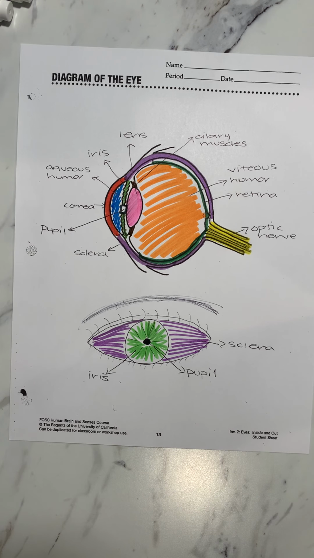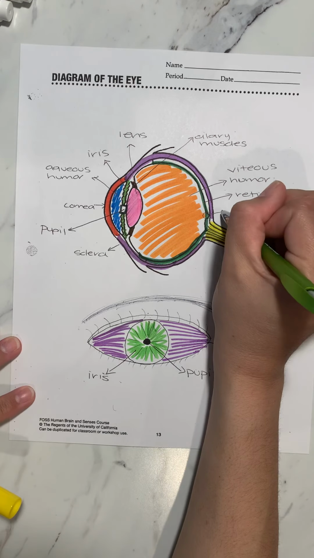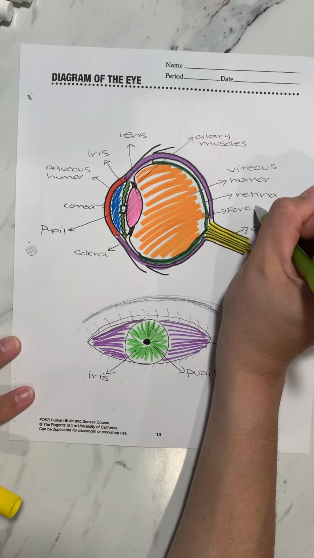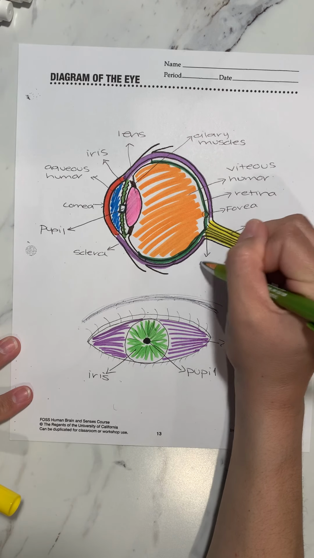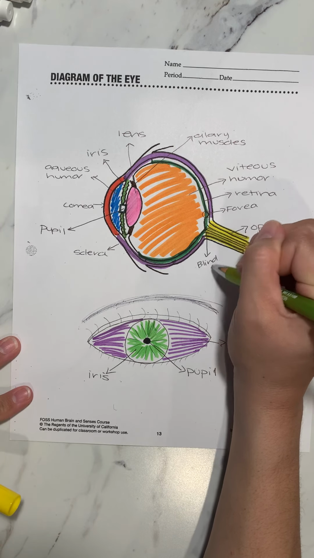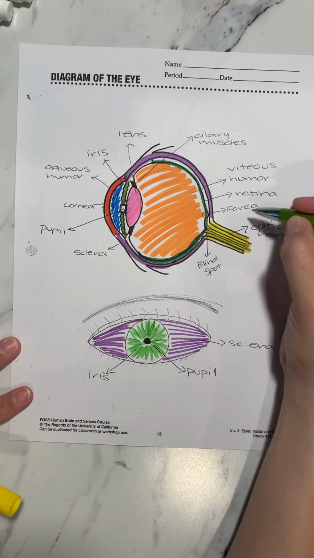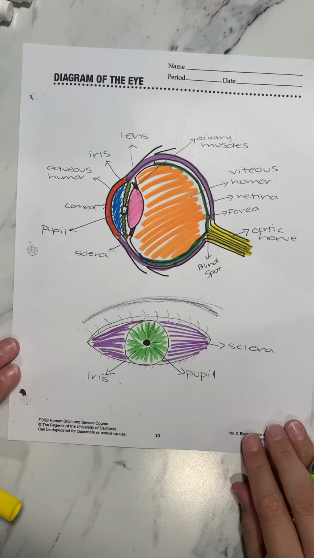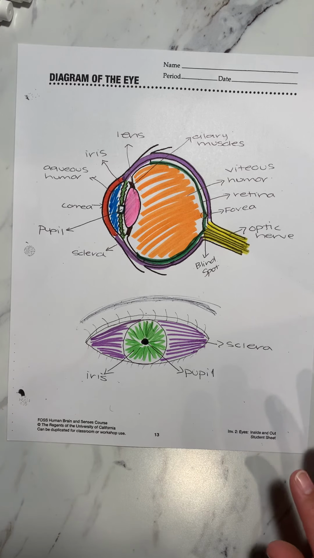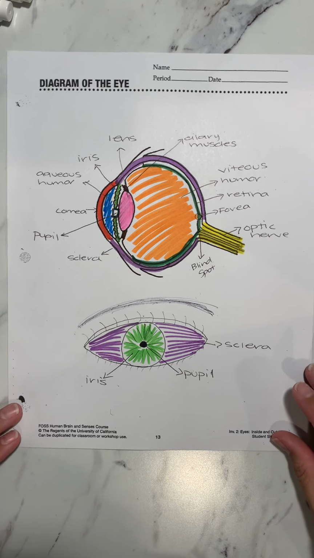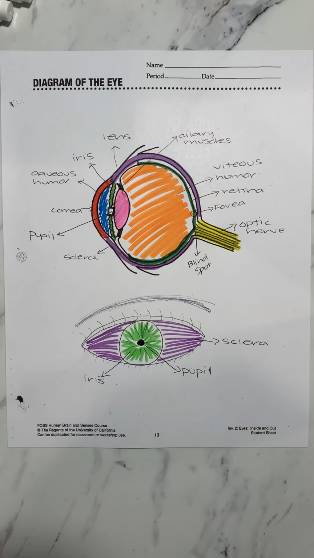And then if we just go down to the bottom, we have a few more parts that we want to identify. I forgot to write fovea here. And blind spot. I'll tell you that fovea and blind spot are definitely two parts that you're not going to need to identify, but it's just mostly nice to know where it's located.